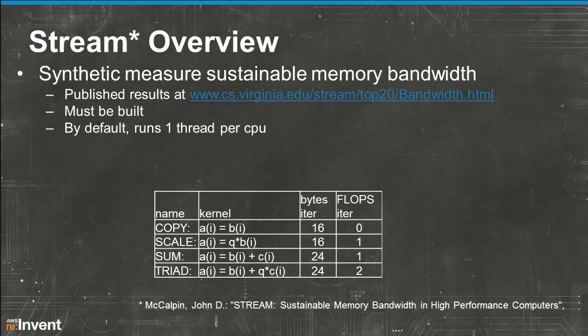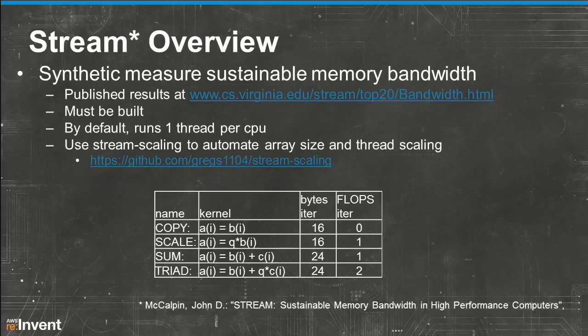By default, it must be built, and by default, it runs 1 thread for every CPU that it can see. There is a publicly available tool out there called stream scaling. It's a script that actually examines the CPU type and the cache size, and comes up with optimal settings for running Stream, which is a really good thing.